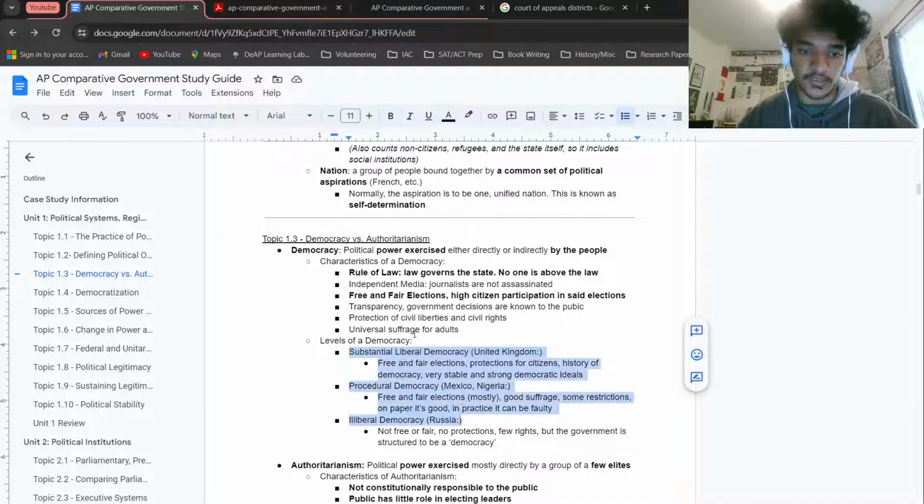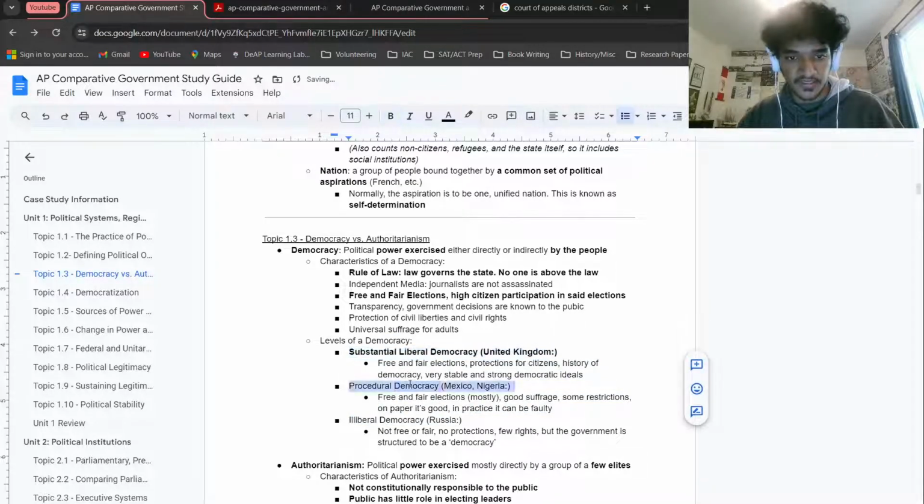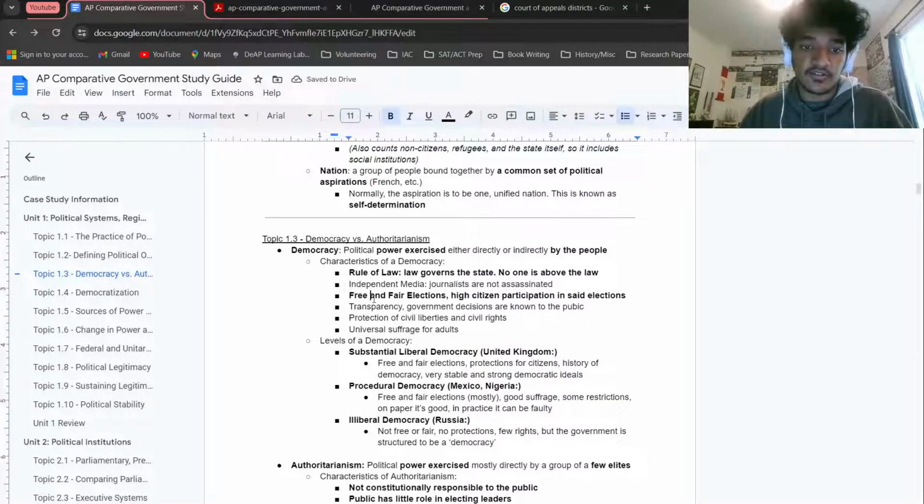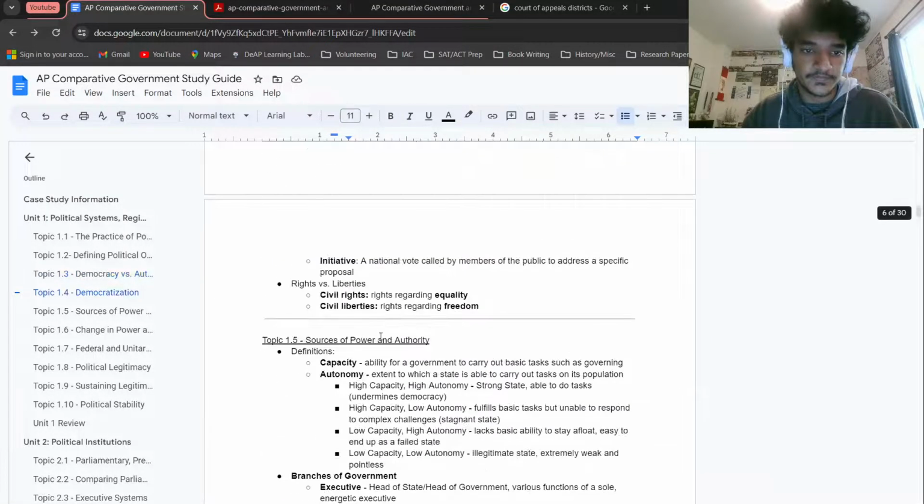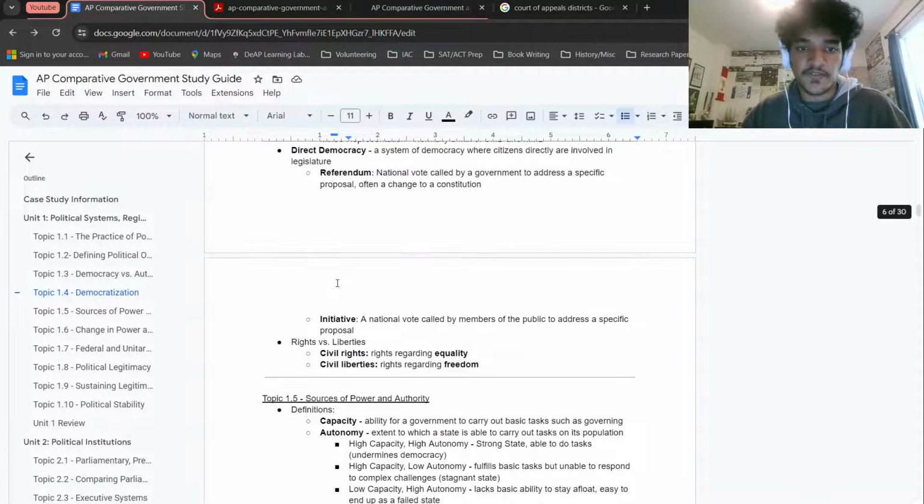And then, once again, spring back to democracy. You have your 3 levels. I would actually bold these. You should probably know them. And they're examples. And also know free and fair elections are associated with democracy. I feel like that's pretty self-explanatory. Moving on. Civil rights versus civil liberties.